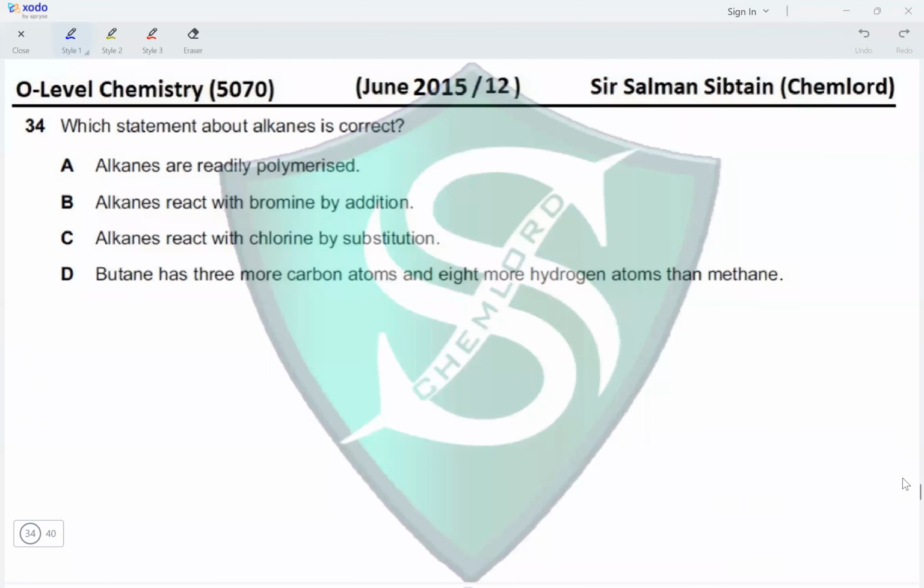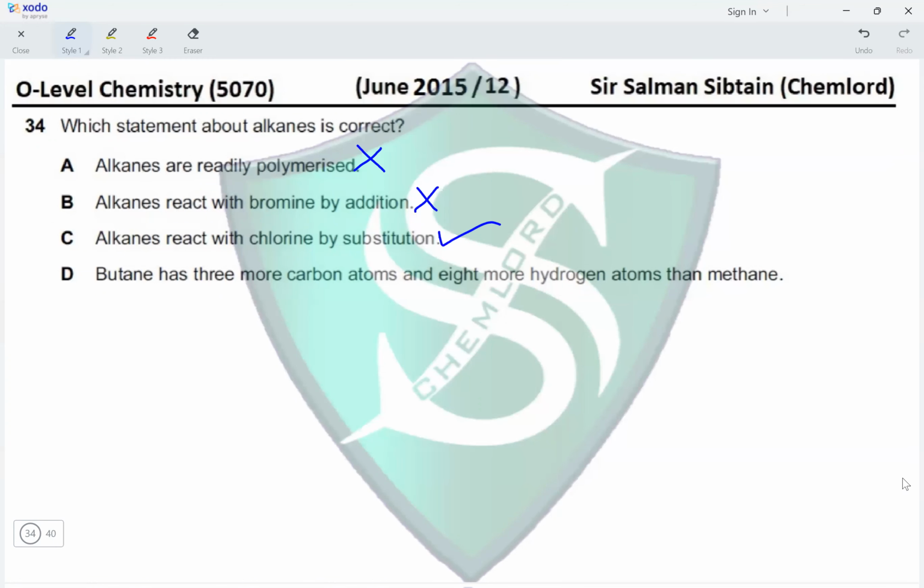Question 34. Which statement about alkanes is correct? Alkanes are readily polymerized? No. This is the property of alkenes. They are readily polymerized. Alkanes react with bromine by addition? No. Alkenes react with bromine by addition. If alkanes had to react, they would react by substitution. Alkanes react with chlorine by substitution? Yes. This is a property of alkanes. They would react with halogens via substitution reaction.